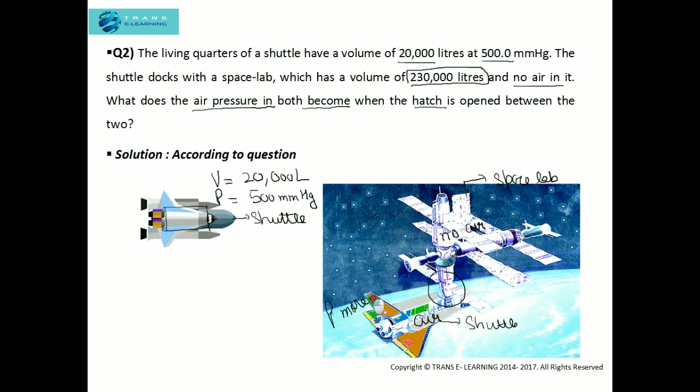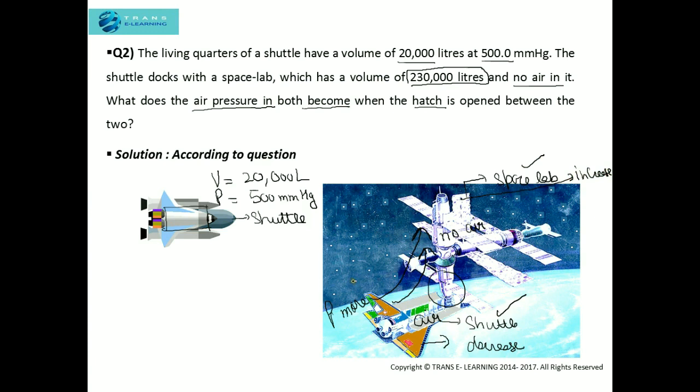the air will flow from the higher pressure to the lower pressure until the pressure between the two containers becomes the same. So in this case the air will flow from the shuttle to the space lab until the pressure inside the shuttle as well as the space lab becomes the same. So the pressure inside the shuttle will decrease, right? And inside the space lab the pressure will increase. After some time the pressure inside the shuttle and the space lab will be the same.